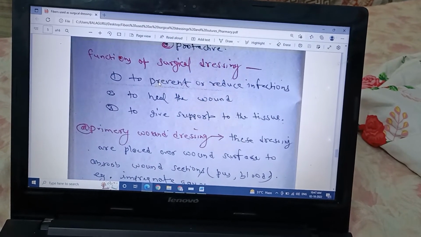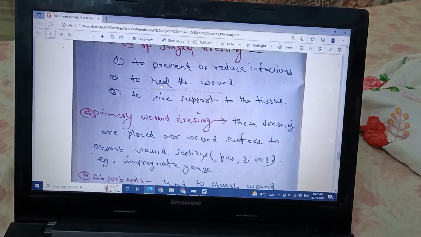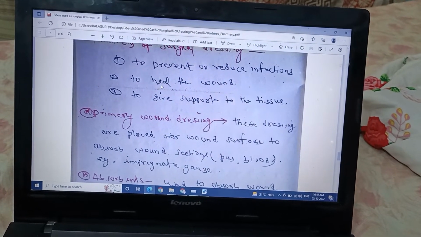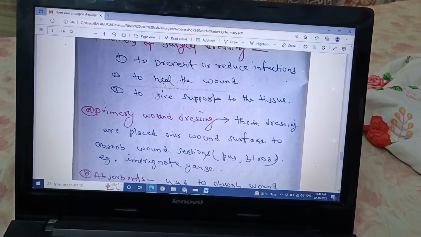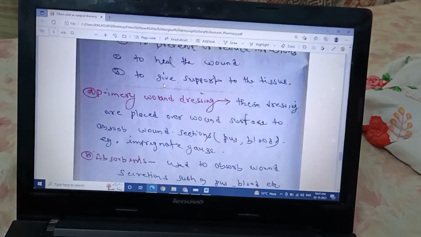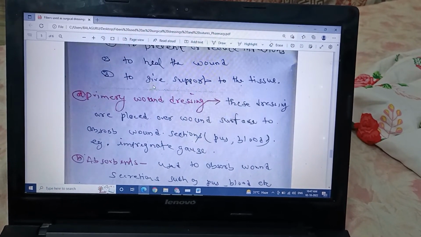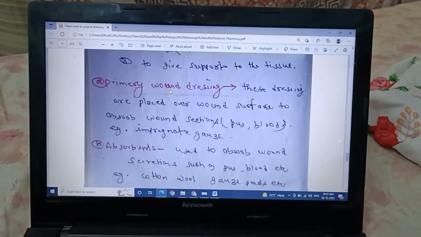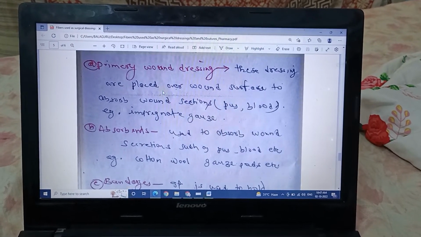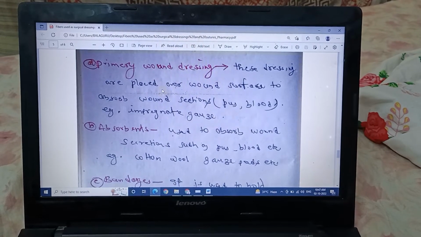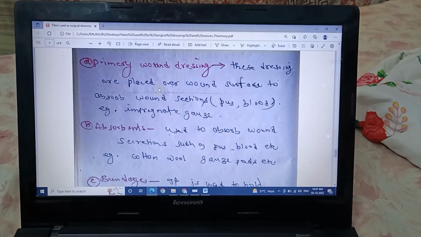Primary wound dressings are placed over the wound surface to absorb wound secretions, pus or blood. Example: impregnated gauze. Absorbents are used to absorb wound secretions such as pus, blood, etc. Examples: cotton wool, gauze, pads, etc.